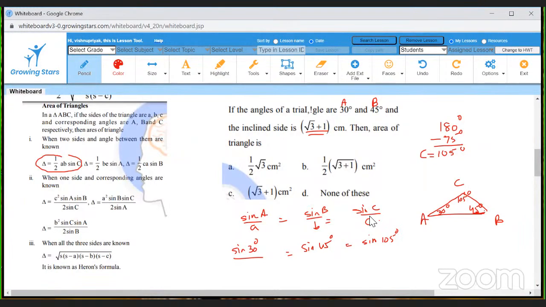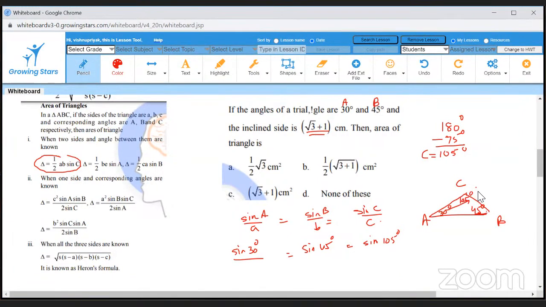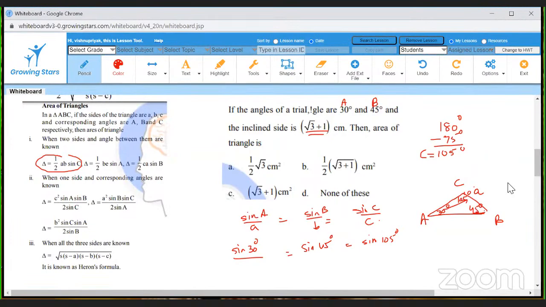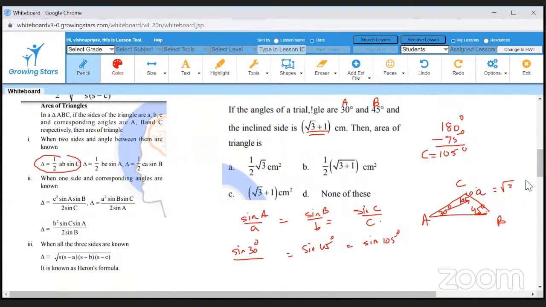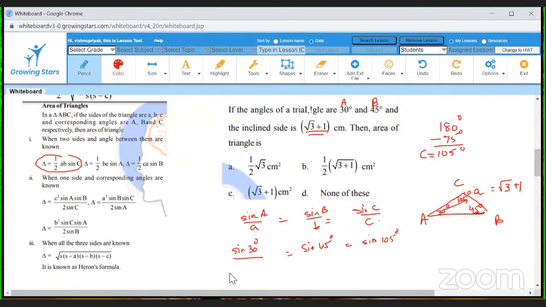So when they are saying the inclined side, what do they mean? They mean the side opposite to A. That is side A is root 3 plus 1. So write A as root 3 plus 1. That's it. You don't know B. You don't know C. If I take A as root 3 plus 1, will it be the inclined side? That's the question.